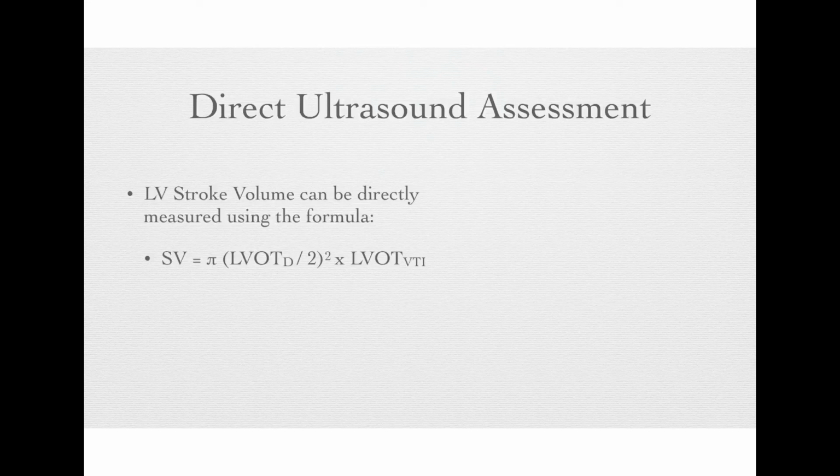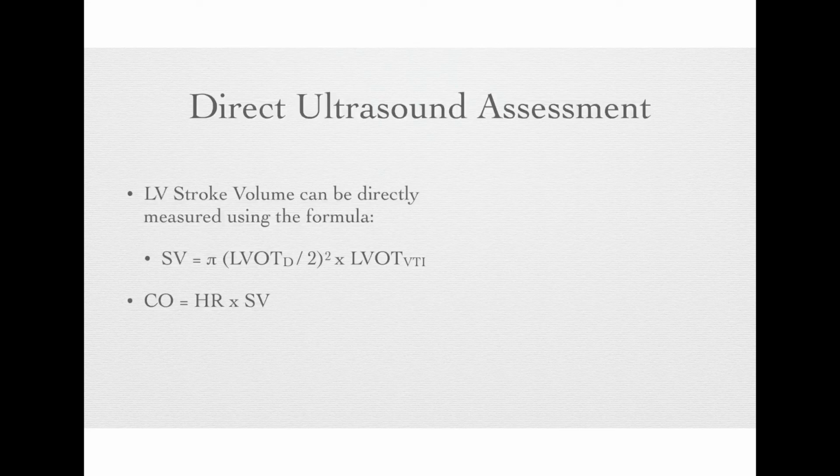One of the best ways of using ultrasound to assess a patient's cardiac output relies on a parameter called the left ventricular outflow tract volume time integral, or VTI. So stroke volume can be given directly by the formula: stroke volume equals pi times the left ventricular outflow tract radius squared, or left ventricular outflow tract diameter over 2 squared, times the left ventricular outflow tract volume time integral.